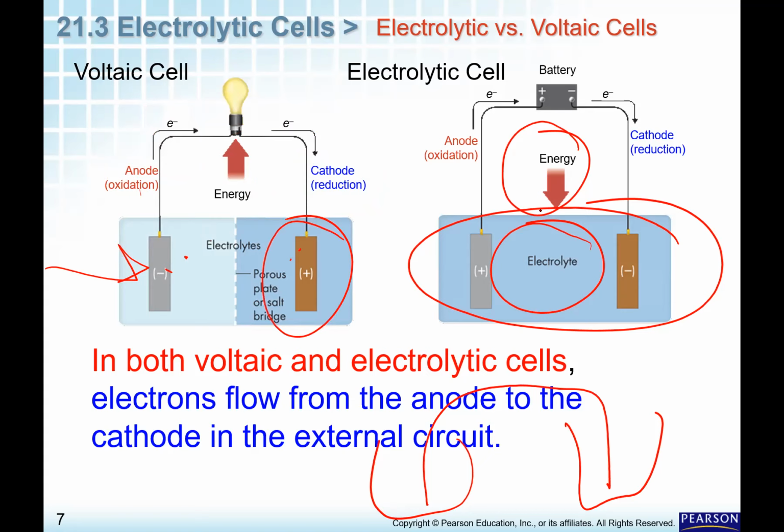While in this case, the electrons are enforced by the battery to go through. And when they go through, also oxidation will happen at the anode and the reduction will happen at the cathode.